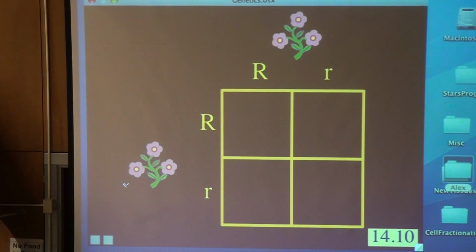All right. What percentage of the offspring will be pink? 50% is correct. What percent will be red? 25%. And 25% white. There you go. Fill in the table looks like that.